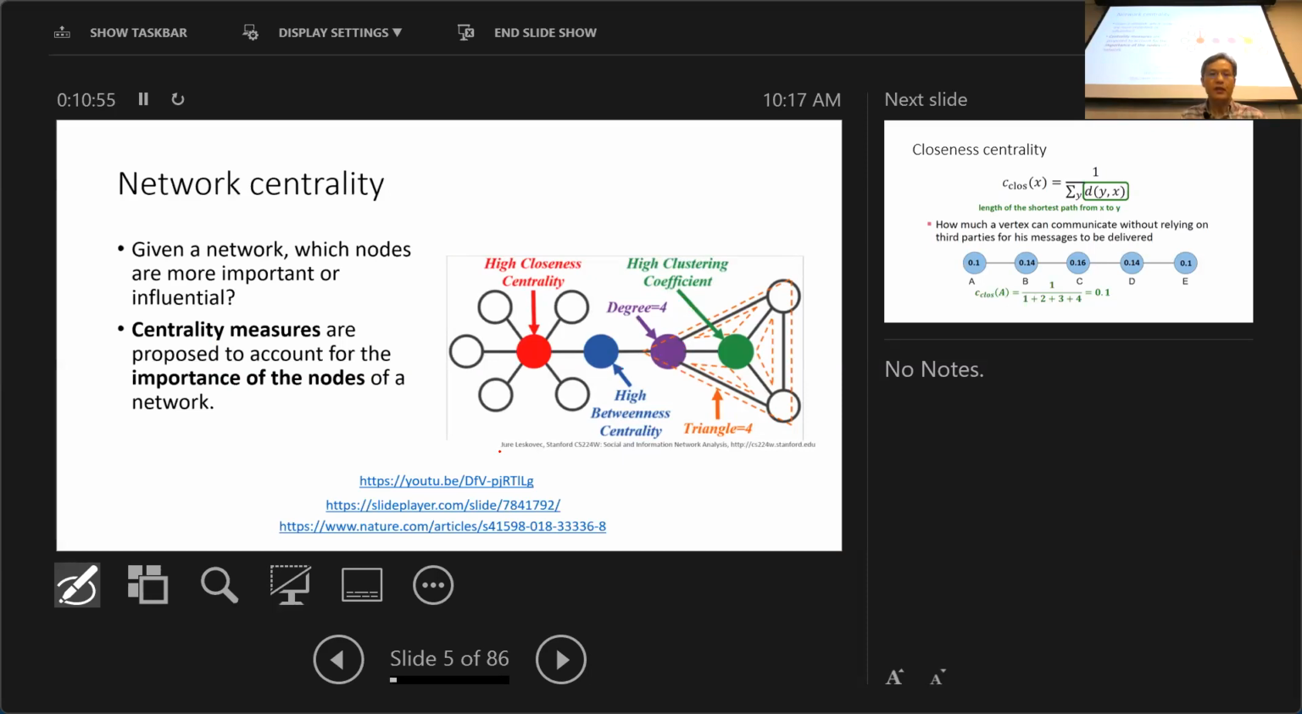So now we assume you already built a network. There are many, many different ways to build a network. So once you have done that, for example, you have created a network, what kind of questions can you ask?